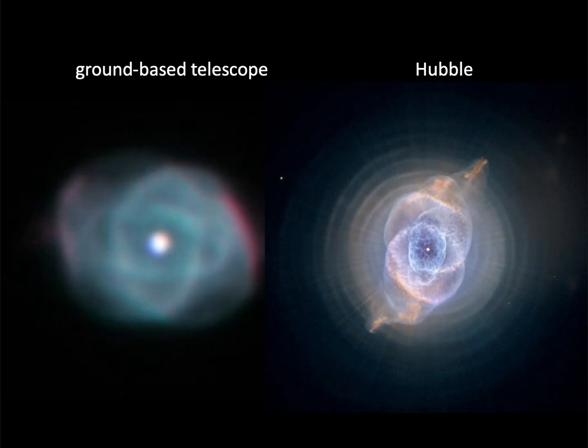Here is one more picture comparing two images of a planetary nebula called the Cat's Eye Nebula. From the ground, we can see the dying white dwarf star in the center and the envelope of gas expelled surrounding it. With the Hubble, though, we can see a much crisper image with a lot more detail.